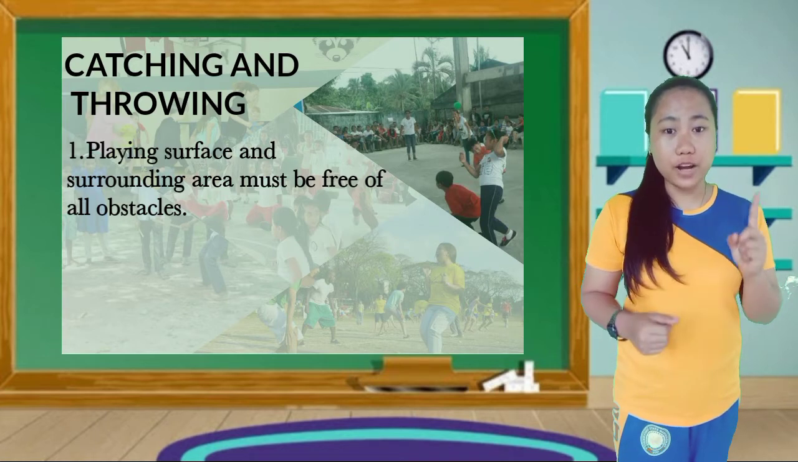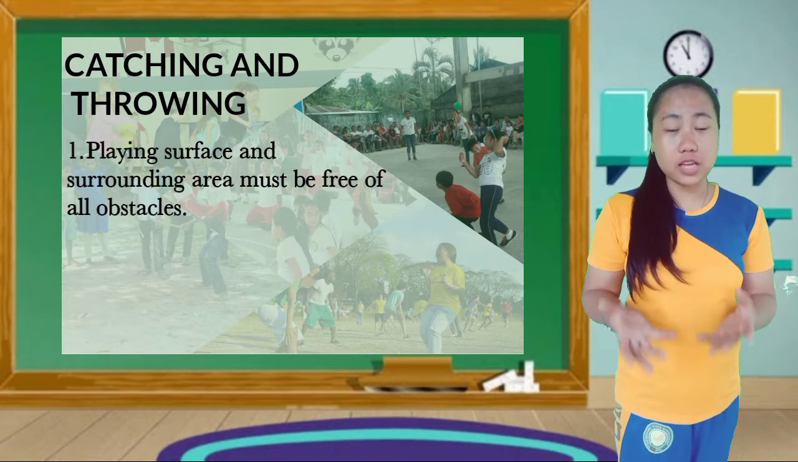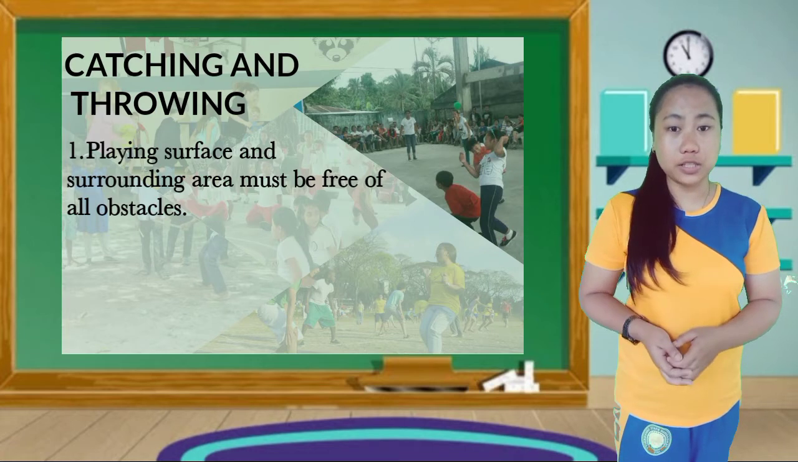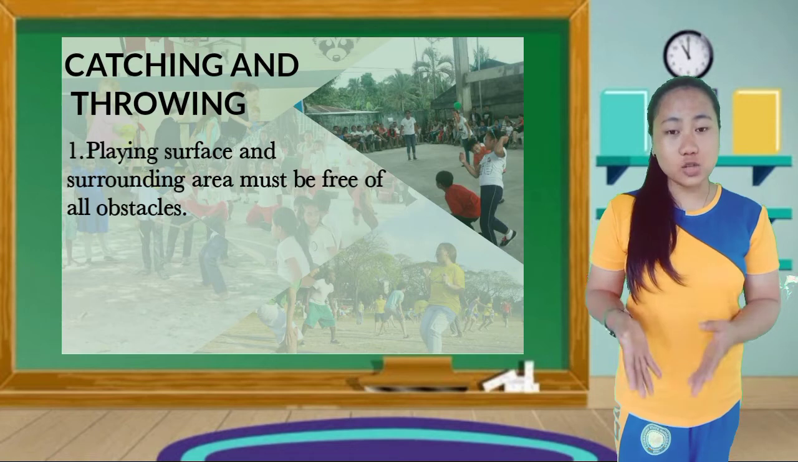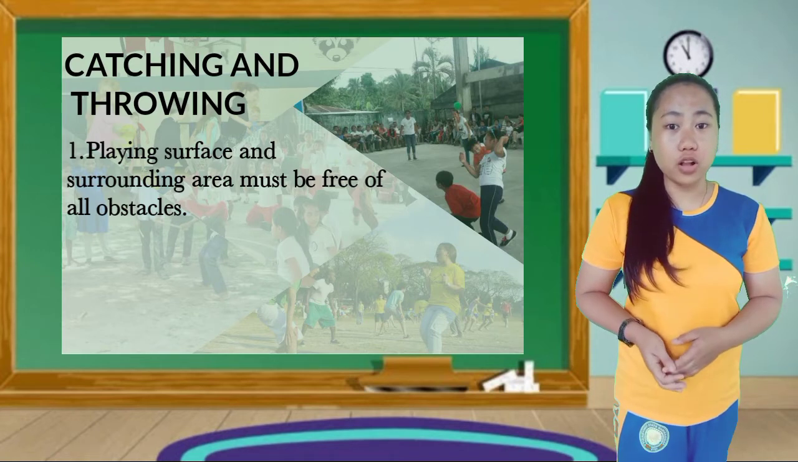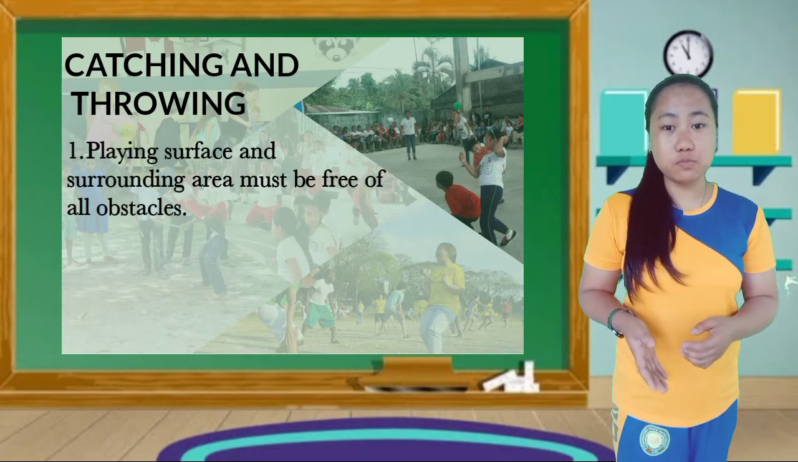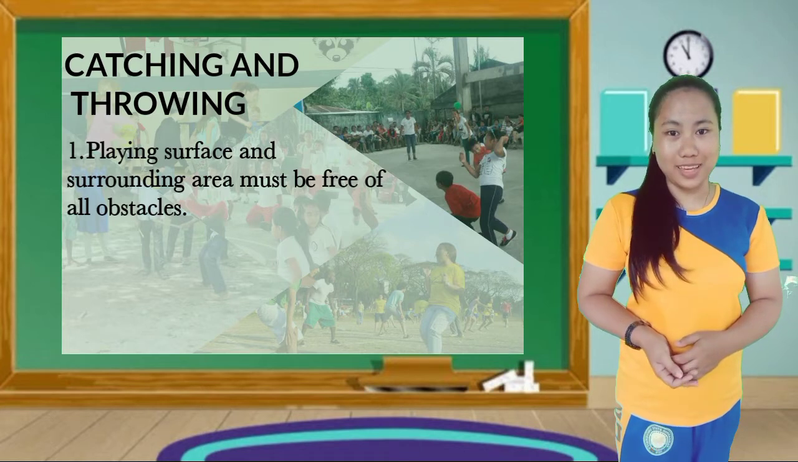Of course, the very first thing that a teacher must consider is that the surrounding area and playing surface must be free of all obstacles in order for the children to not stumble as they throw or catch the ball. That's why it is very important that the surrounding area must be free of all obstacles like tables, chairs, and others, and must provide safe traction as the children do the activity.